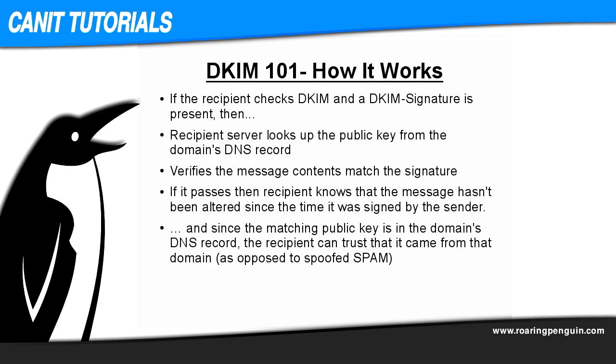At the recipient's end, a DKIM signature is only useful if they check DKIM. If the incoming email has a DKIM signature, then the recipient server looks up the public key from the sender domain's DNS record. This key is used to verify that the message contents match the DKIM signature. If it passes, then the recipient knows that the message it received is not altered from what was sent.